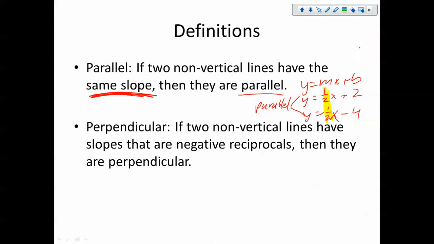If you want to think about it in terms of a graph, a set of lines that is parallel will go up at the same rate. They will never touch, right?